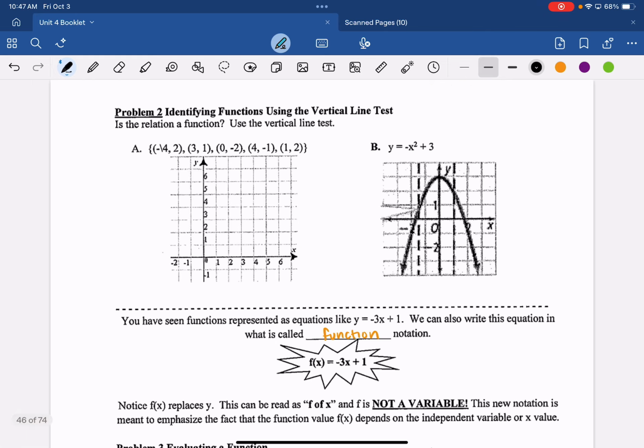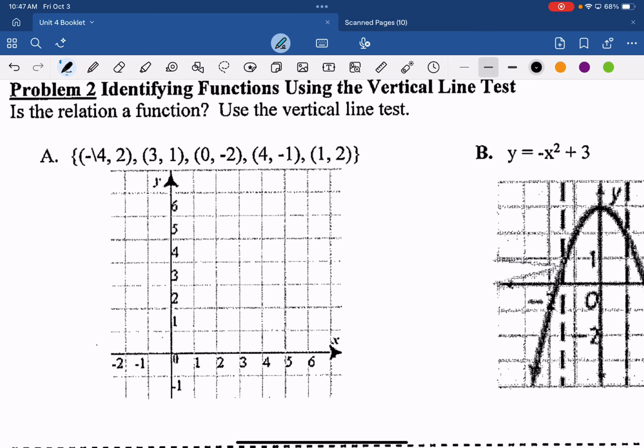Okay, so if we look at a graph, for example, let's plot these points. Let's say this is just a -4. I'm not sure why that slash got in there. So we've got -4, 4, up 2, we're about there. We got 3, 1, 0, -2, 4, -1, and 1, 2.